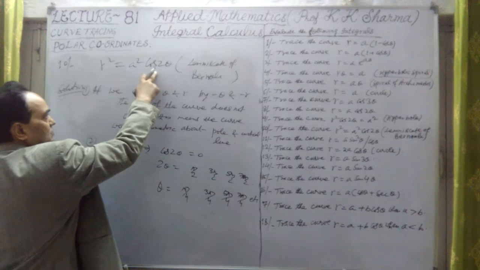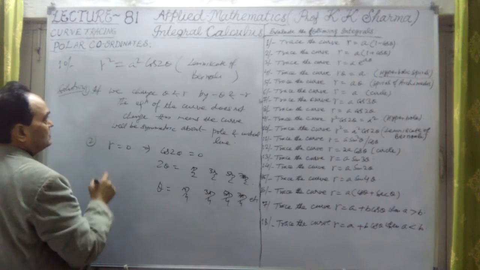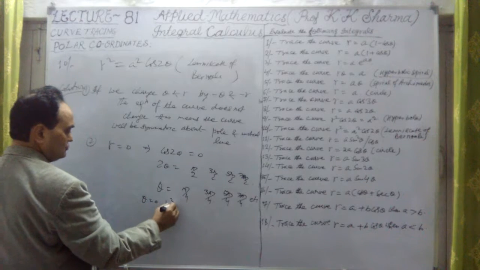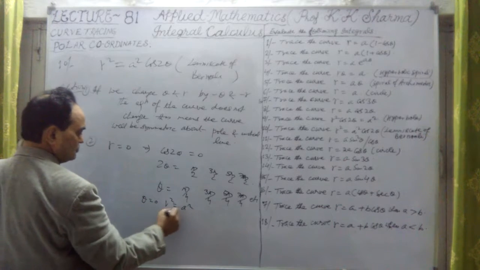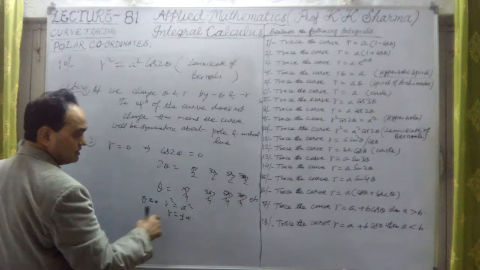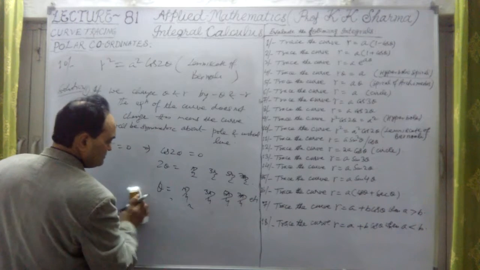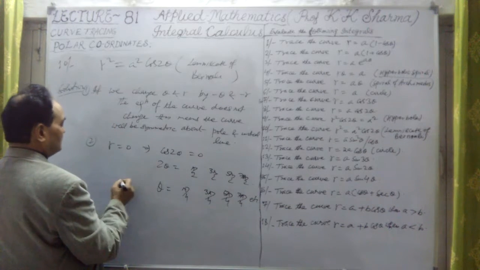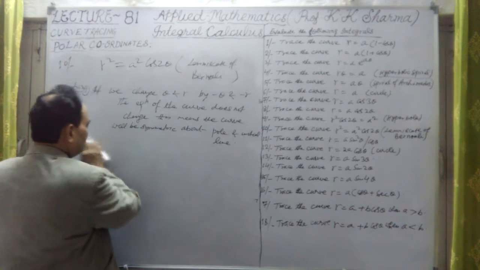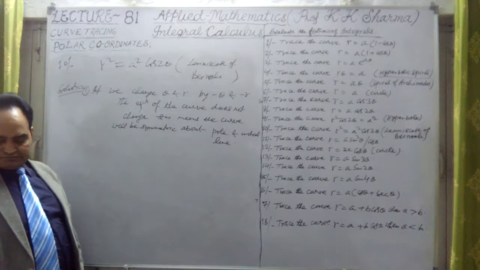But if theta is 0 degree, then cos 0 is 1. We get r square equal to a square, or r equal to plus minus a. At theta 0 degree, r is plus minus a. That means we just have to describe that figure. If we differentiate, we can also find the value, but there is no need of differentiation. We express that figure.